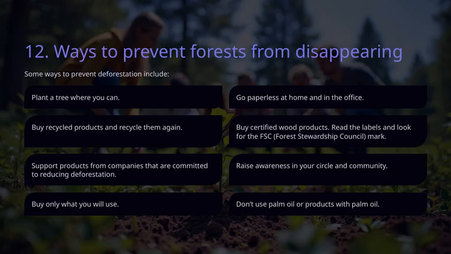Spread the word and encourage others to take action. Lastly, try to avoid products containing palm oil, as palm oil production is a major driver of deforestation. Each of these steps, big or small, connects back to the larger goal of protecting our forests for future generations.